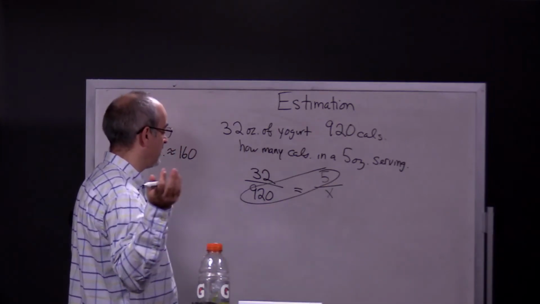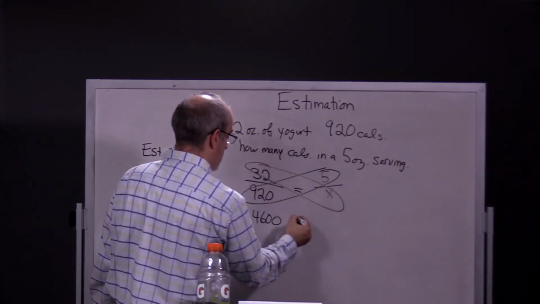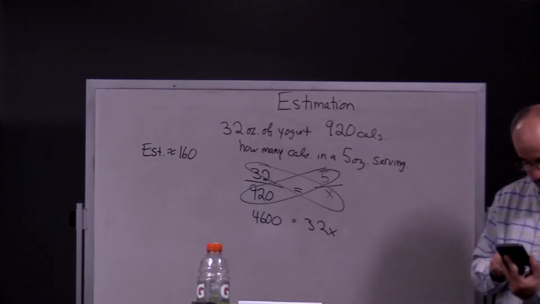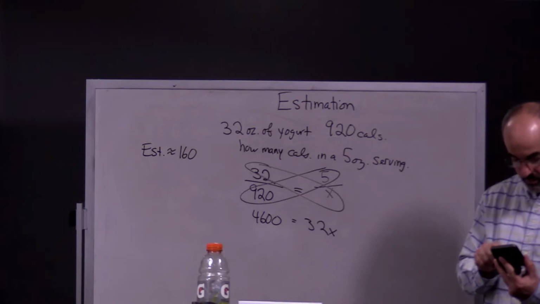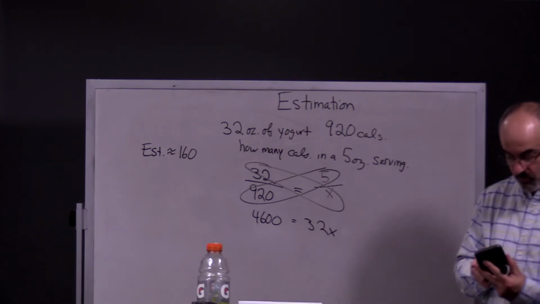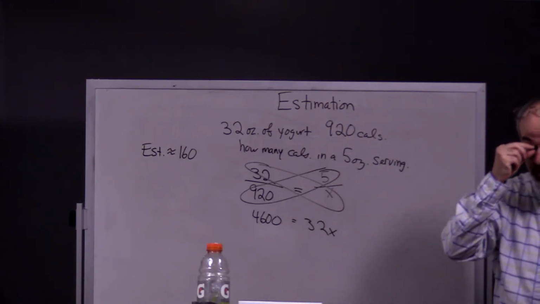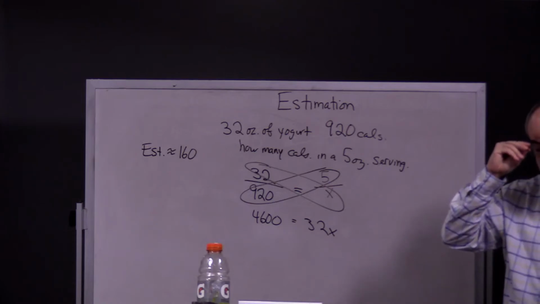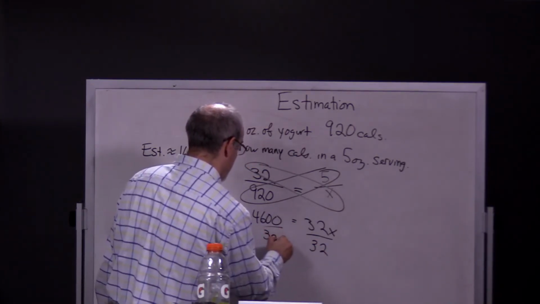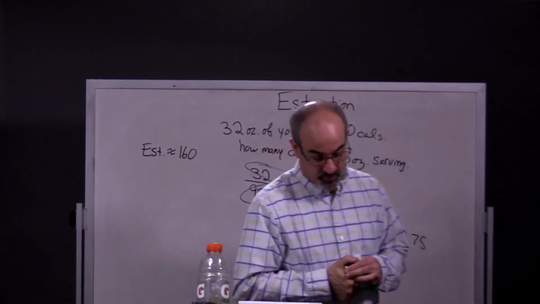So now you cross multiply. We talked about that in a video I did before. So that's 4,600 equals 32x. So now you have to divide each side by 32. Let me do my calculator. 143.75. Got an eyelash in my eye. Probably shouldn't be touching my eyes. Alright, so what was the answer? 143.75. X equals 143.75.